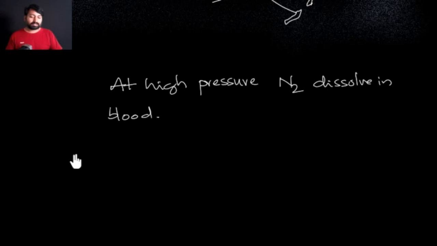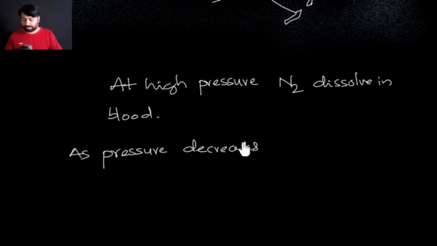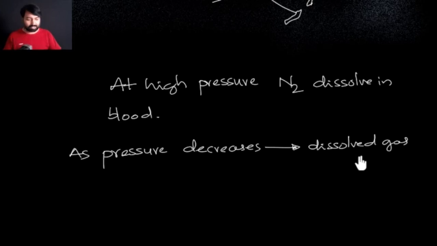Okay, so as the pressure decreases, the dissolved nitrogen gas, and maybe other gases too, are affected. So what does it imply here? It implies that the dissolved gases are released. When they are released, they form bubbles.